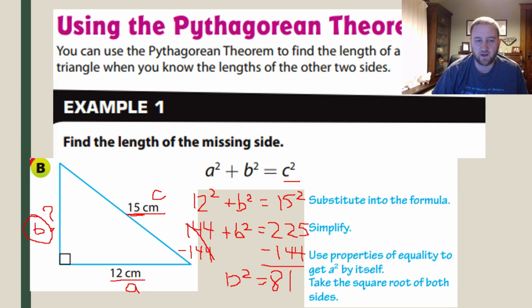Okay, now, again, to solve for b, we don't care what b squared is. We want to know what b is, because that's going to give us the length of this side. So we want the square root then of both sides. The square root of 81, b is equal to 9. So this side length is 9 centimeters.